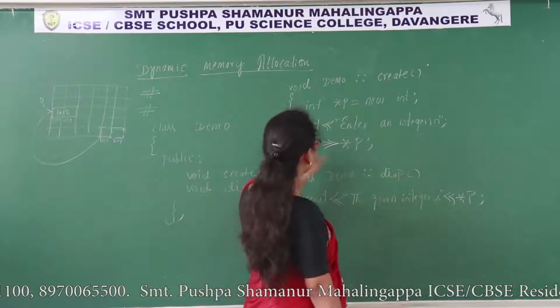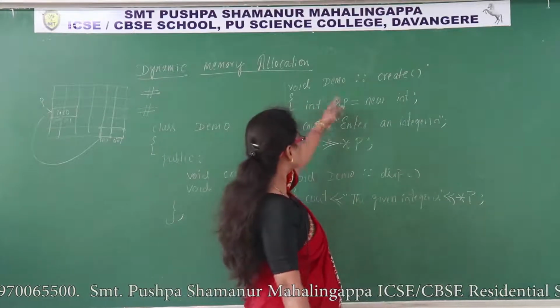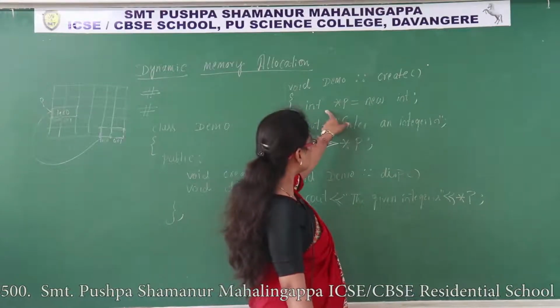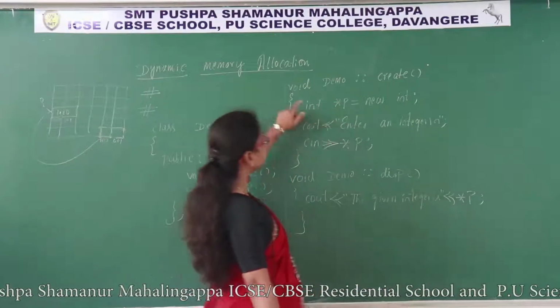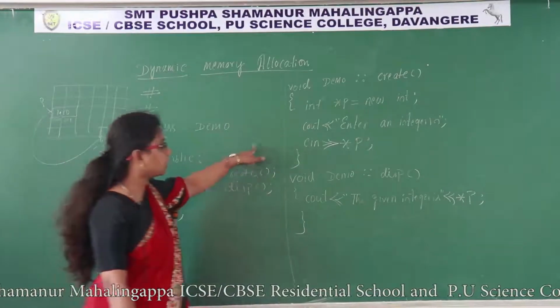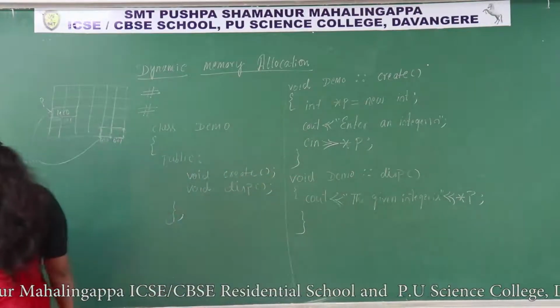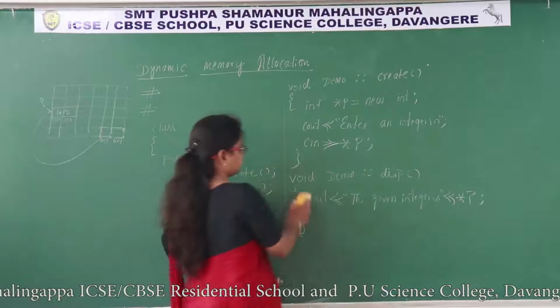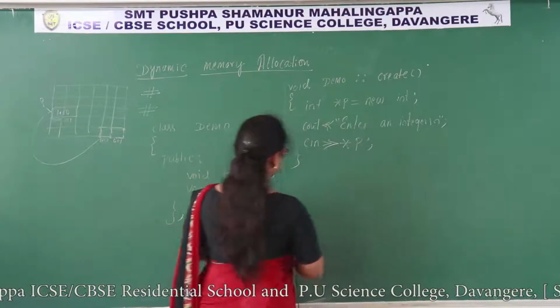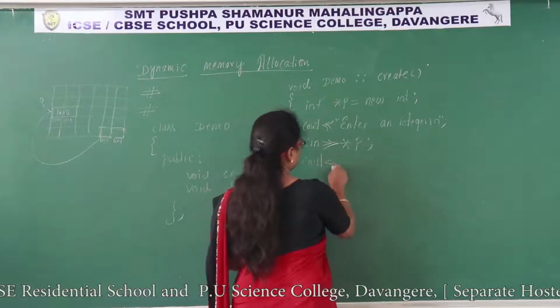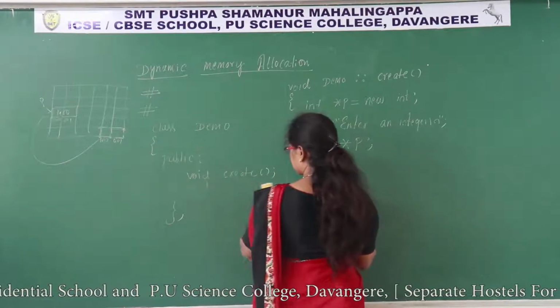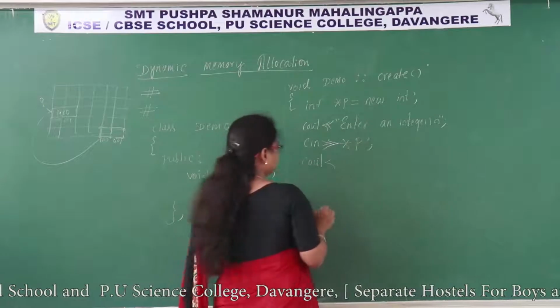And one more point you have to observe here, star p. It is a variable created locally in this function, so it cannot be accessed from another function, so I'll display from here. Cout. So we don't want one more function here. Right now I have taken a simple example.